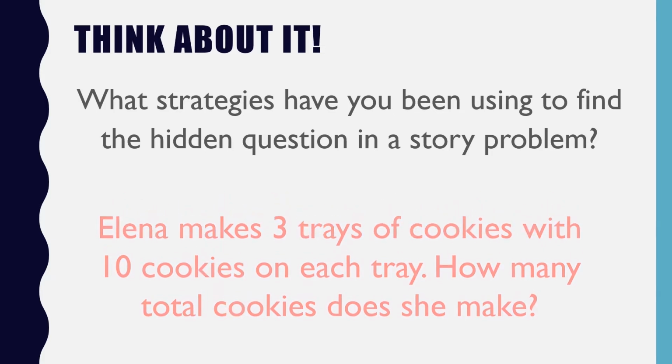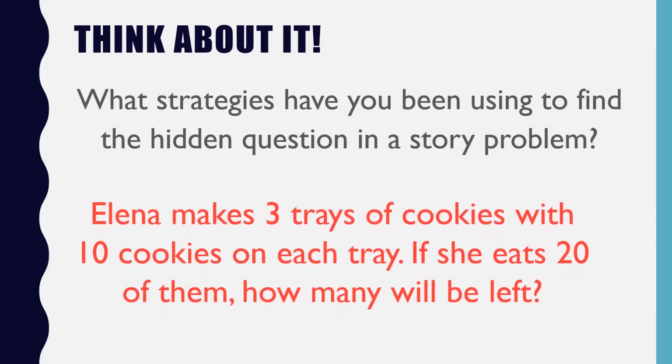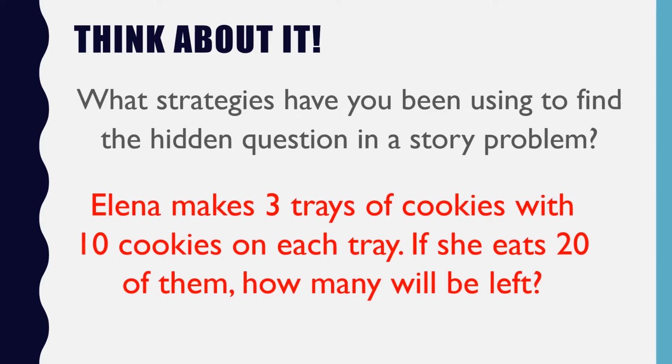Okay. So this is where it gets a little bit more tricky when I add on another question before asking you even to solve the first question. Elena makes 3 trays of cookies with 10 cookies on each tray. If she eats 20 of them, how many will be left? So the hidden question here is one that's not asked in the question itself. We'll come back to this one.